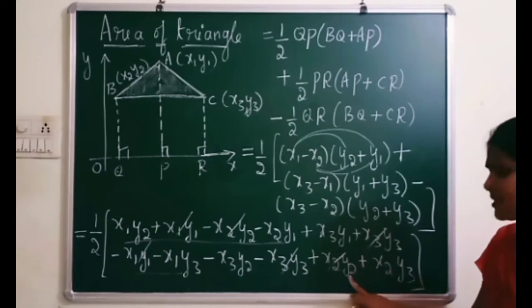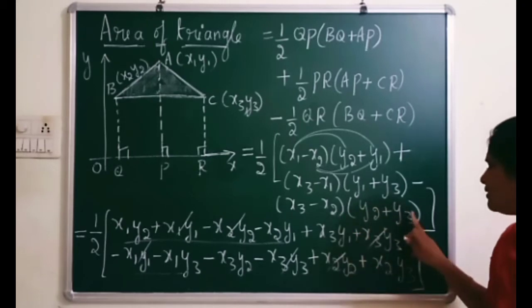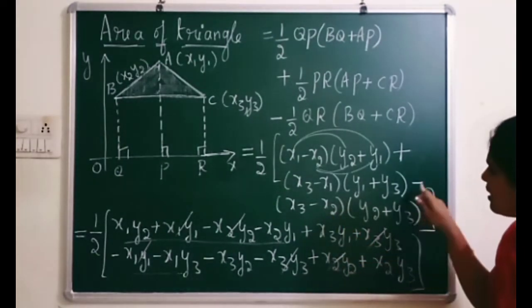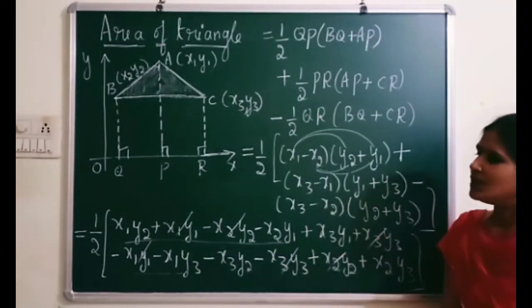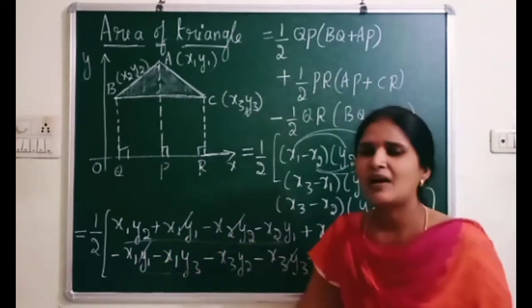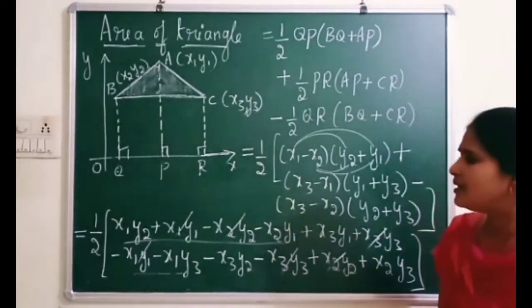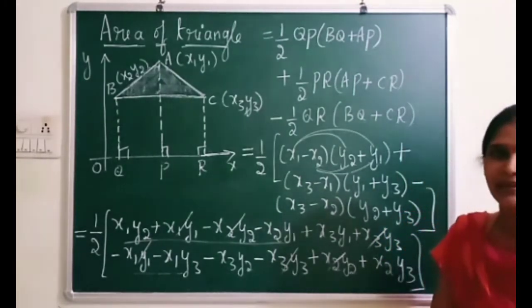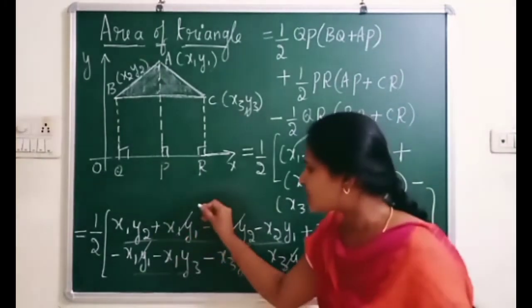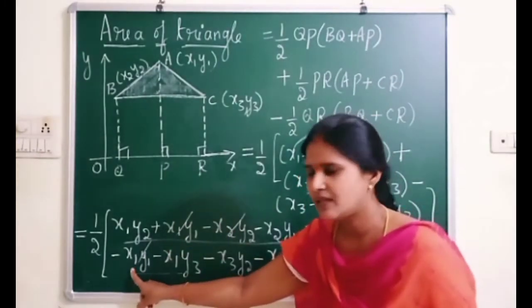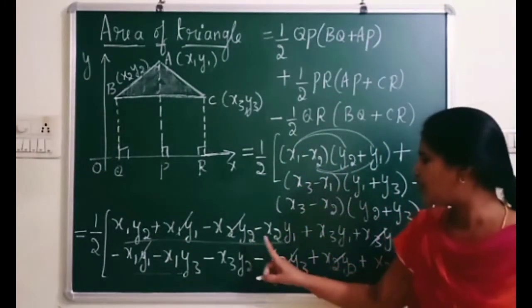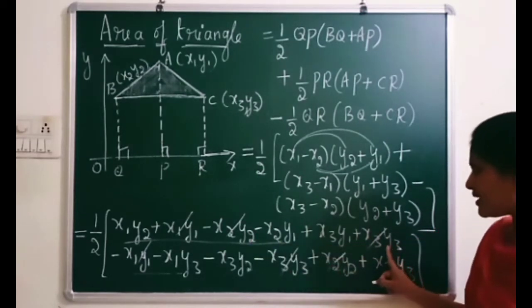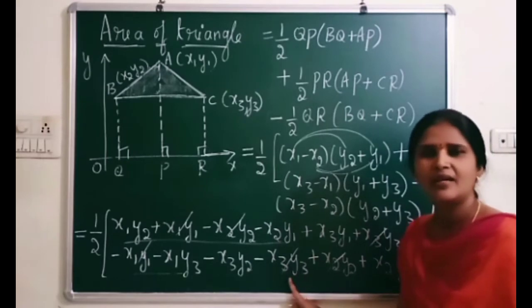x2 into y2 plus x2 y2. x2 into y3 plus x2 y3. Here you have minus, but I am writing plus. Why? Because minus into minus becomes plus. So in this way we got all this after simplification. Now let us see if any like terms are there which you can cancel. Yes, you have like terms here. You can see plus x1 y1 gets cancelled with minus x1 y1. Plus x2 y2 cancels with minus x2 y2. Plus x3 y3 and minus x3 y3 get cancelled.